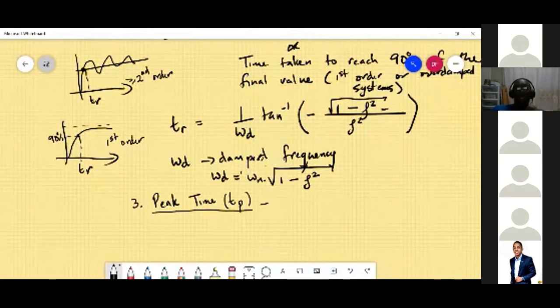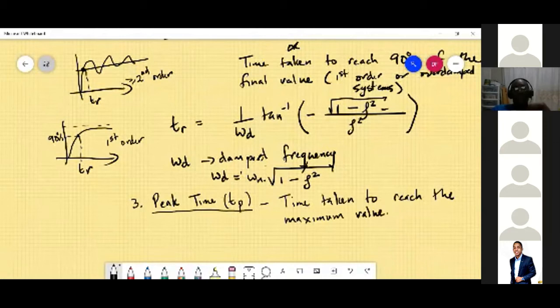All right, so peak time is the time taken to reach the maximum value. All right, so that is straightforward enough. So peak time is equal to pi divided by the damped frequency, which is pi over omega n times the square root of 1 minus the damping ratio squared.